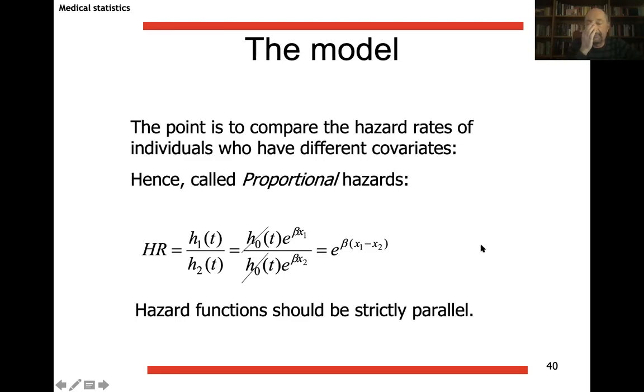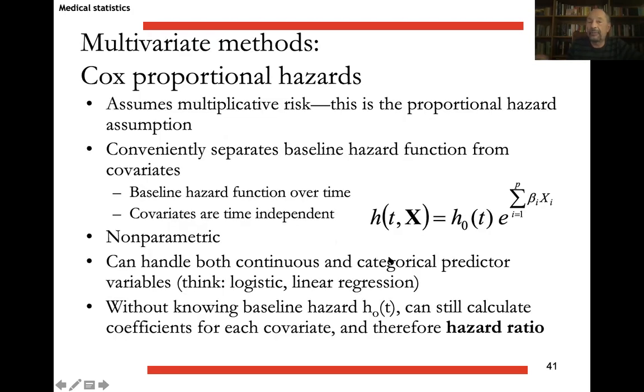Now the proportional hazard, that's the only thing we care about. We don't care about the absolute risk. We only care about the relative risk. So we have a ratio of two hazards, H1 and H2, and this is independent of the baseline hazard function, and is simply the exponential of beta times (x1 minus x2). So that's the basis of the Cox hazard.